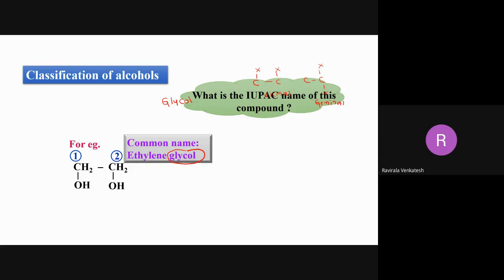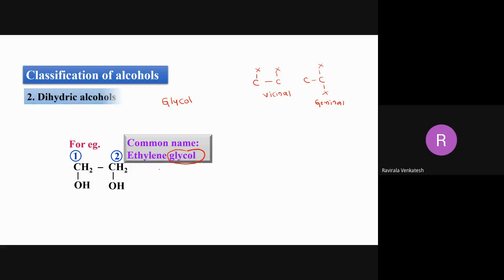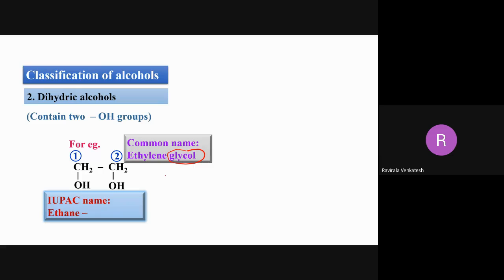What is the IUPAC nomenclature? Very simple thing. The 2 carbons are there, so write eth here. Now single bonds are there, therefore ane: ethane. Now on the first carbon and second carbon you are having ol. How many times are you having it? 2 times, therefore diol. So ethane 1,2 diol, isn't it?